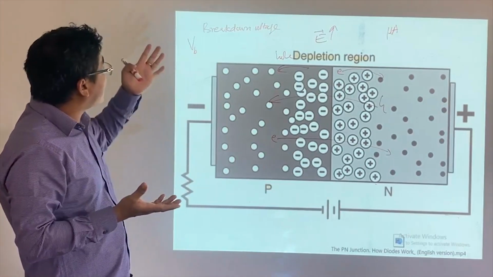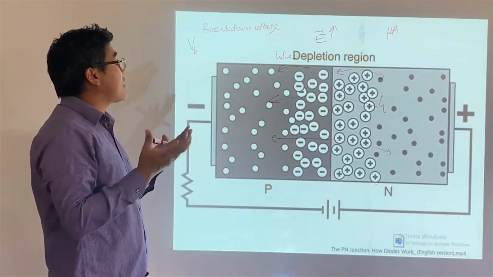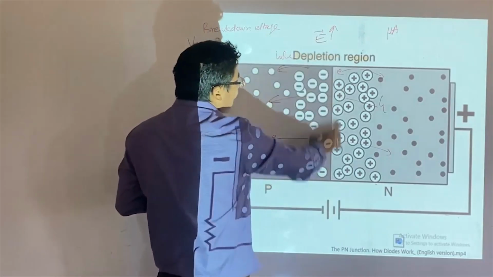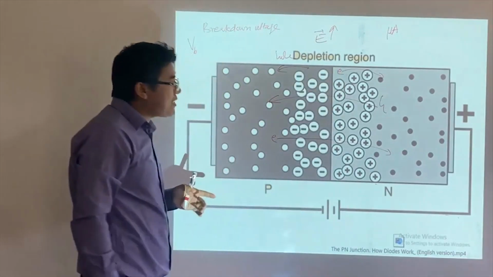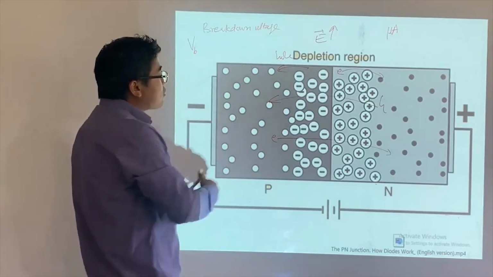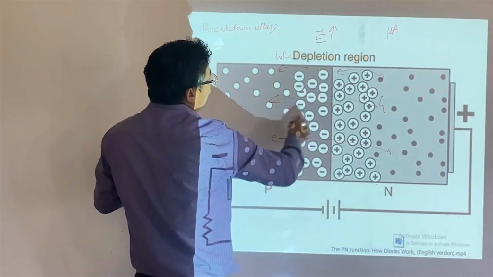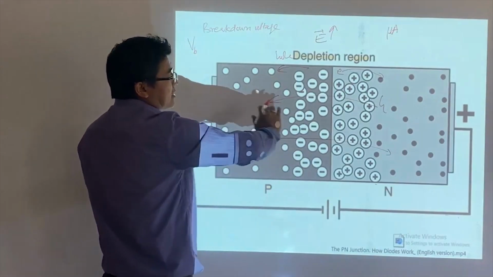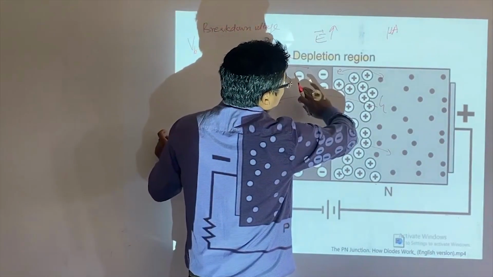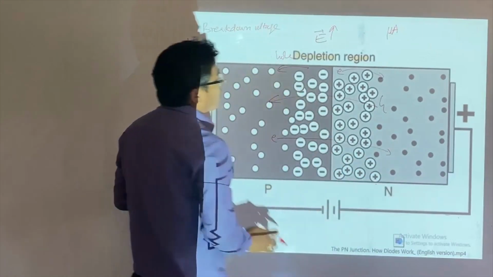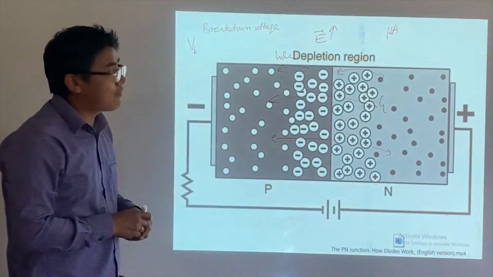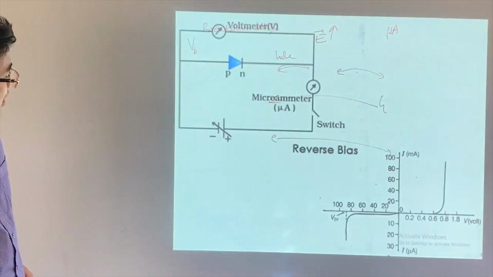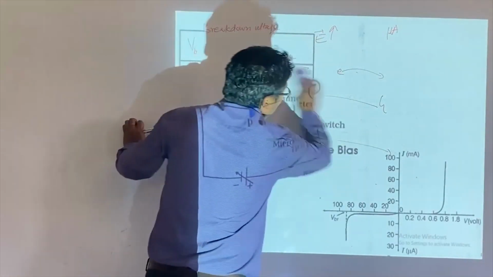And what happens if you go on increasing the voltage up to the breakdown voltage? Then valence electrons within the depletion region can break down, so the transfer of holes to the p-type increases, and the transfer of electrons toward the n-type increases, right? So this is what we have in case of reverse bias. This is the reverse bias characteristic.